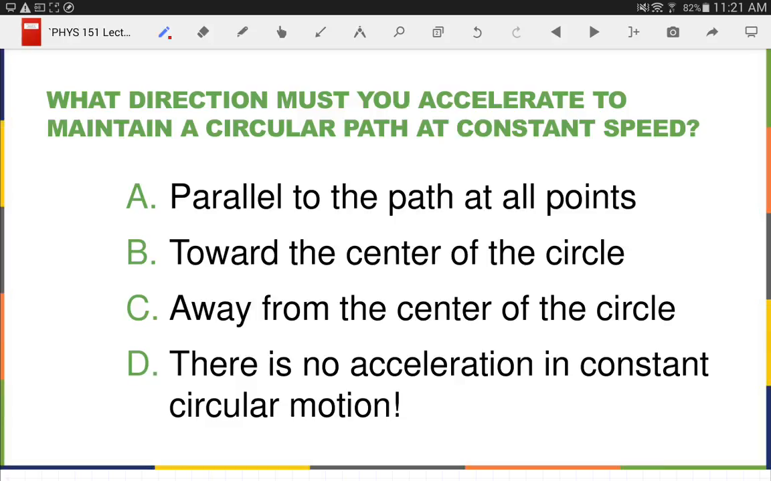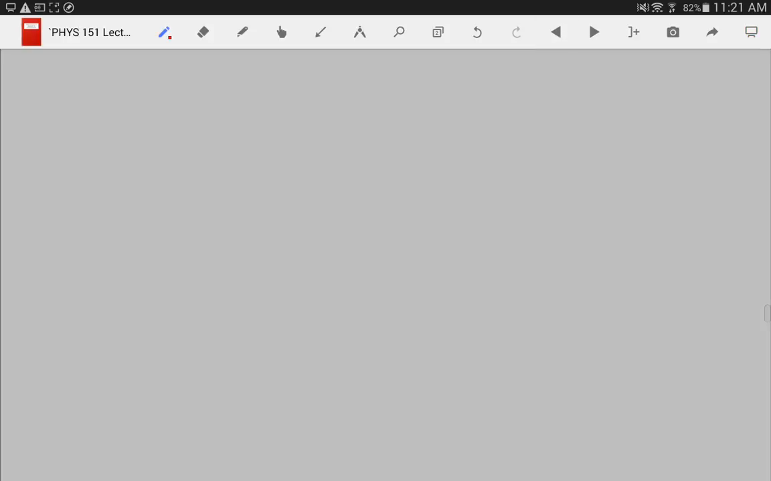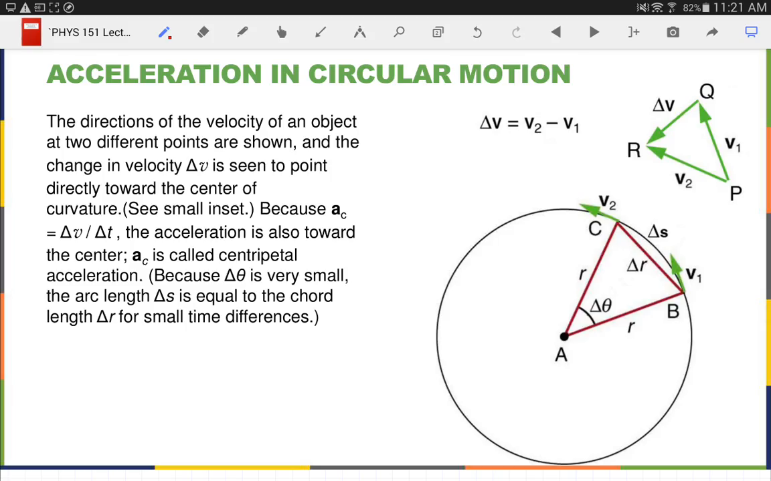If you have something going in a circle, you have a constant change in direction, but it requires an acceleration to change the direction of motion. And so that change in direction necessary to go in a circle is called the centripetal acceleration. And I will pick up next class period with centripetal acceleration.